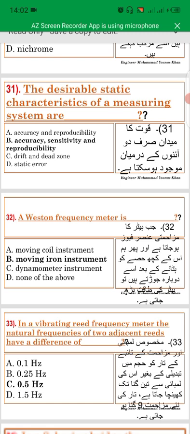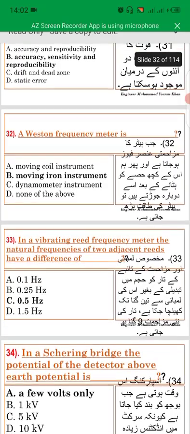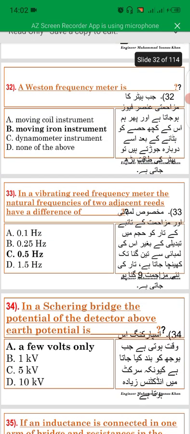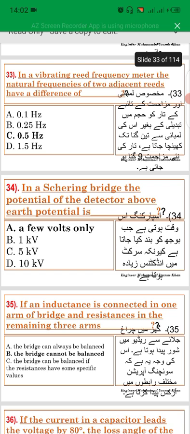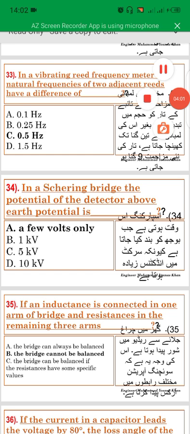The desirable static characteristics of a measuring system are accuracy, sensitivity, and reproducibility. A Weston frequency meter is a moving iron instrument. In a vibrating reed frequency meter, the natural frequencies of two adjacent reeds have a difference of 0.5 Hz.